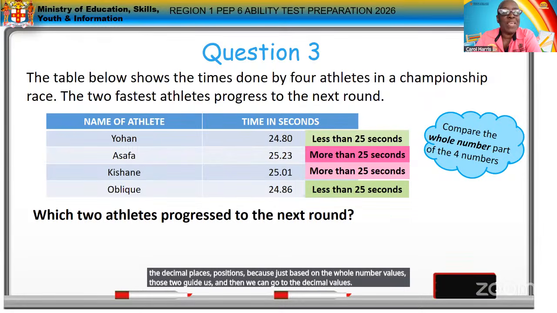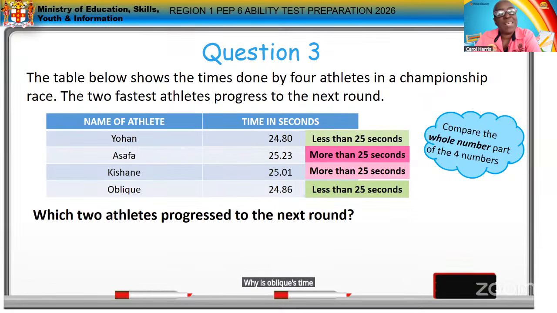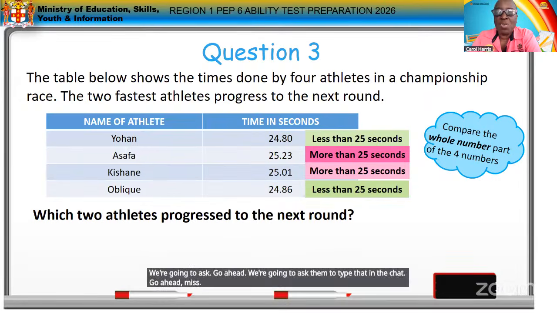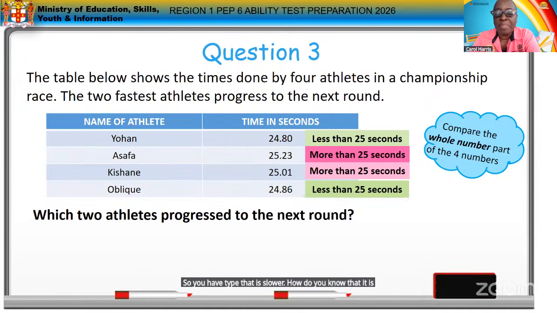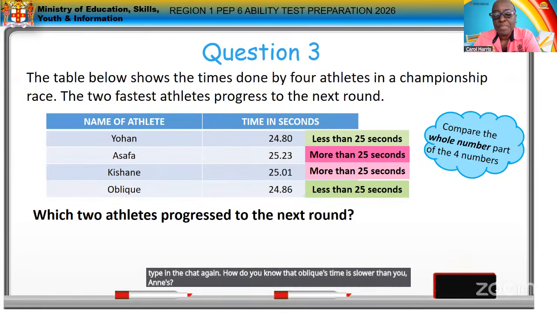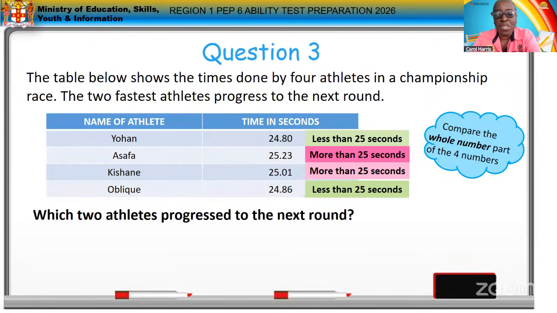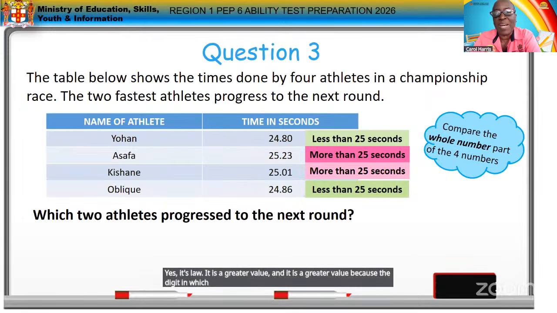Is Oblique's time slower or faster than Johann's? Slower. Thank you, Paul. So you've typed that it's slower. How do you know that it is a slower time? Type in the chat again. How do you know that Oblique's time is slower than Johann's? Yes, it is a greater value, and it is a greater value because the digit in which place? Tell me why it's a greater value.